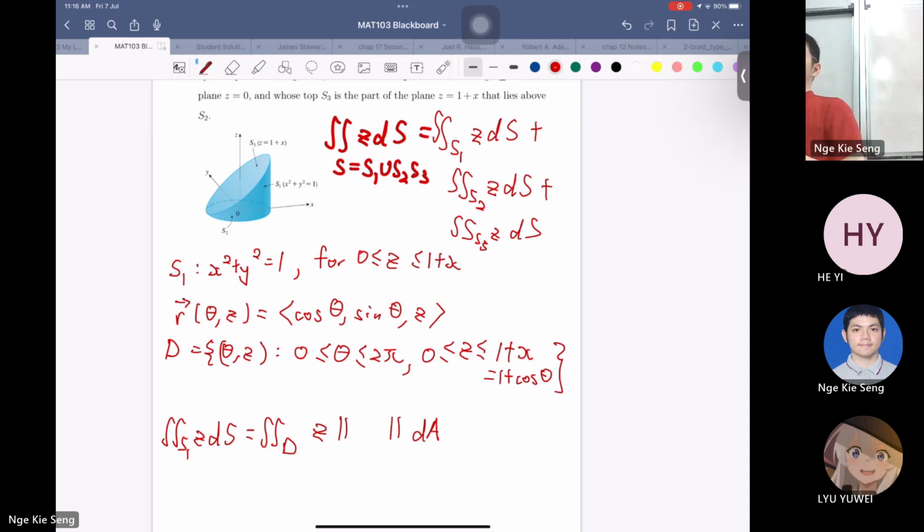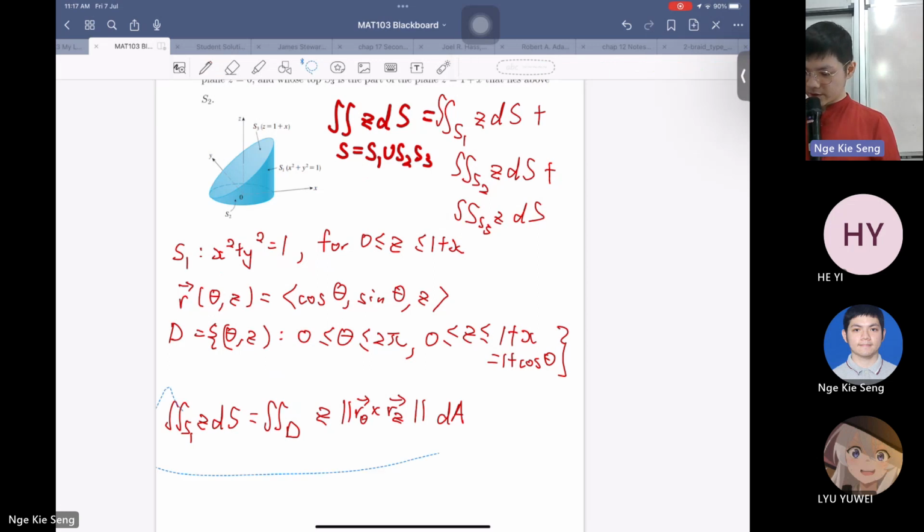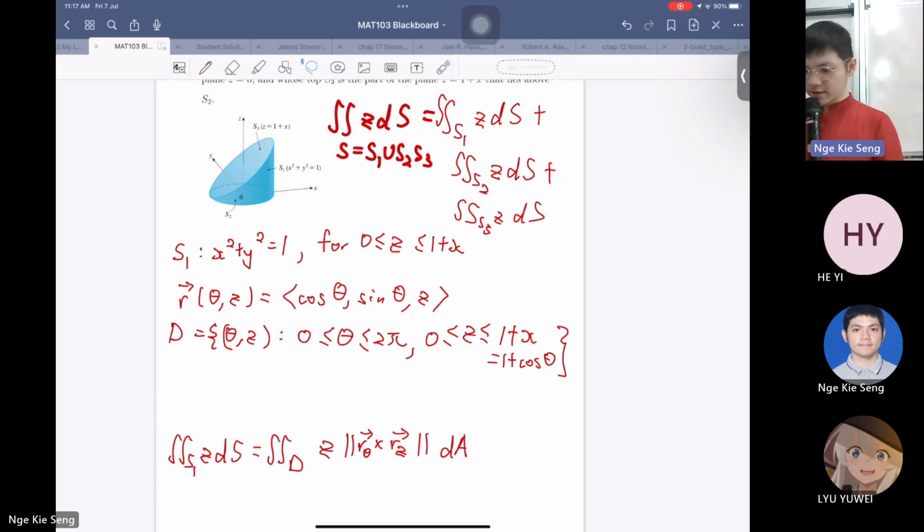And what's the Jacobian here? It is the length of the partial derivative with respect to theta, cross product with the partial derivative with respect to z. So we need to compute this cross product. Sometimes we call this a normal vector, a normal vector to the tangent plane.